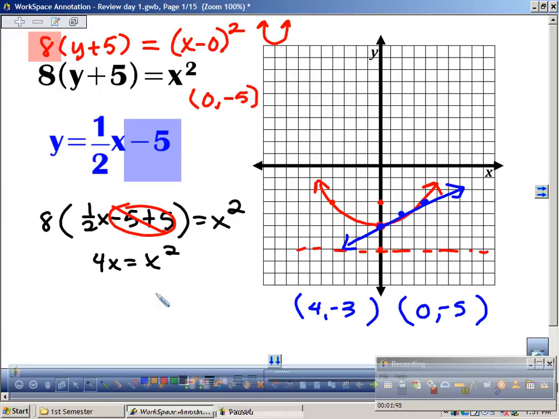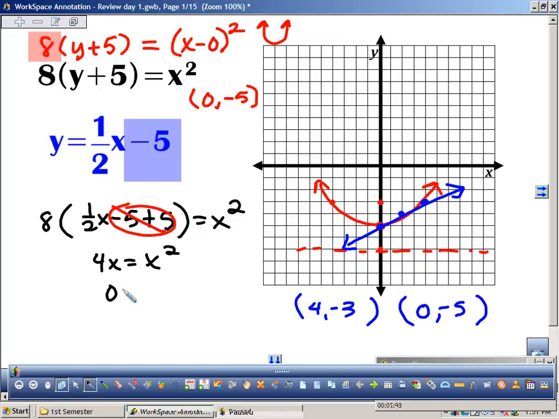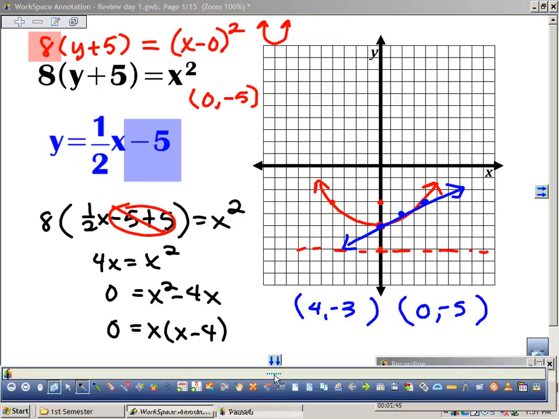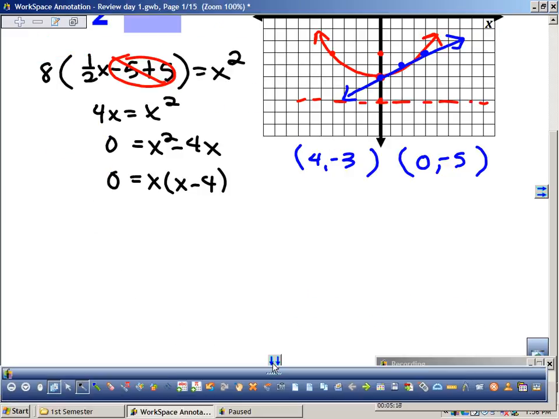Don't want to divide. So I'm going to move that 4x to the other side, so I get 0. Now I can factor it, or I could complete the square. Okay? I'm going to factor because it's easier. Now I have two answers. I have x equals 0 and x equals 4. Now it matches.